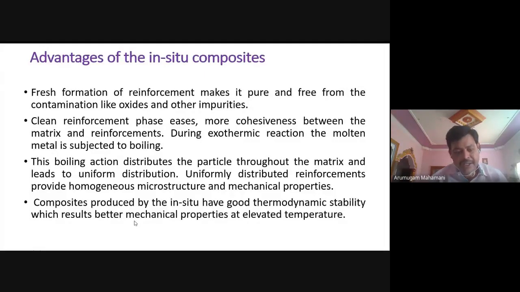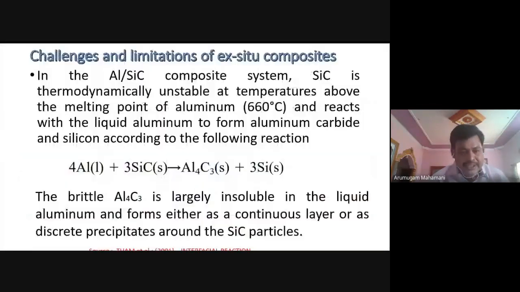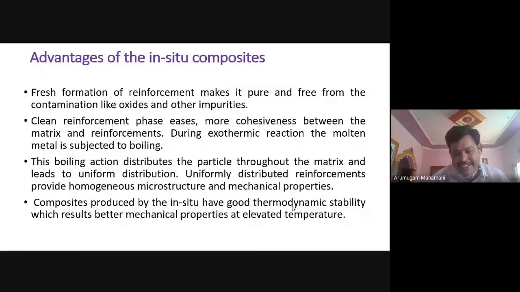Here, in the SiC composite, we discussed that this is called thermodynamic instability. Whereas in this material, there is no thermodynamic instability. The reinforcement does not react with the matrix material. Therefore, that is also advantageous.